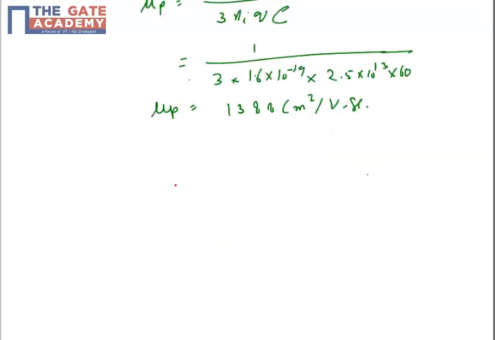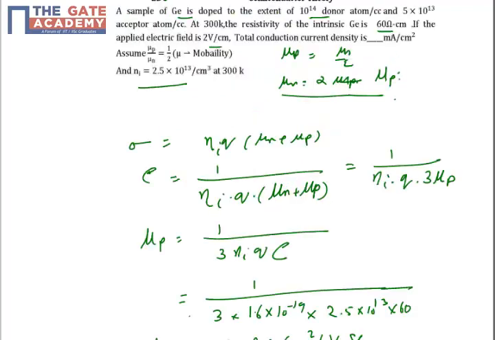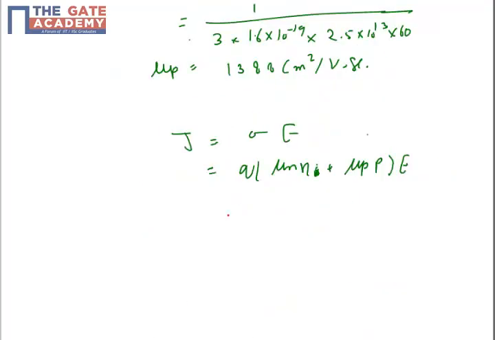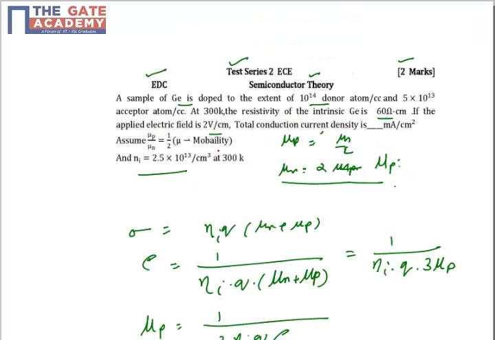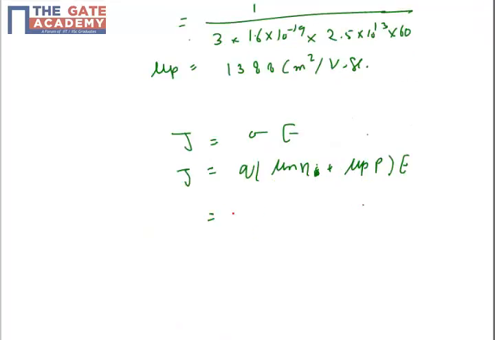Now we need to calculate the conduction current density, which is J equal to sigma E, and sigma we know as q into mu n times n plus mu p times p. We know the donor atom concentration and the acceptor atom concentration, and the electric field intensity is also given to us as 2 volt per centimeter. Just put all these values and get the answer.